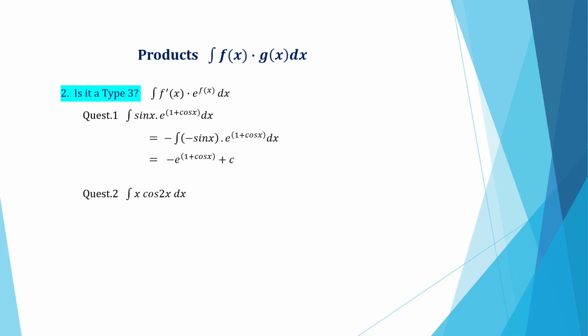Here's a second question. Going through the checklist, is it a type 2? No. Type 3? Certainly not. Again, we need to look for something else.